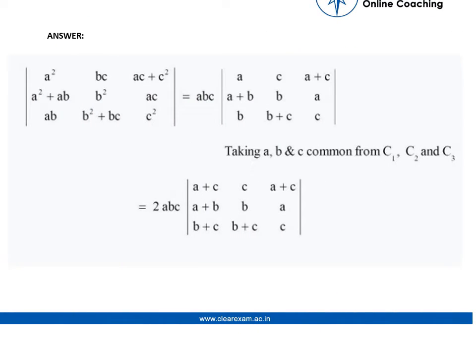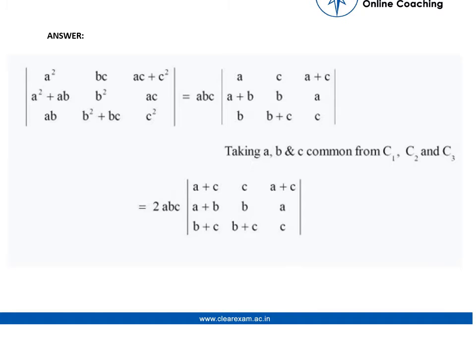The given determinant can first be solved by taking abc as common from the given determinant. We get a plus b, b, c, b, b plus c, a plus c, a and c, which we solve by taking a, b and c common from all three columns.